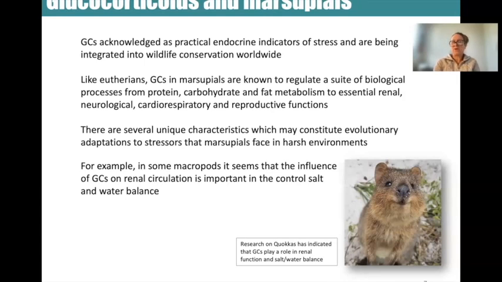There are several unique characteristics which may constitute evolutionary adaptations to stresses that marsupials face in many of the harsh environments that they occupy. So as an example, in some macropods, it seems that the influence of glucocorticoids on renal function is important in the control of the salt and water balance.